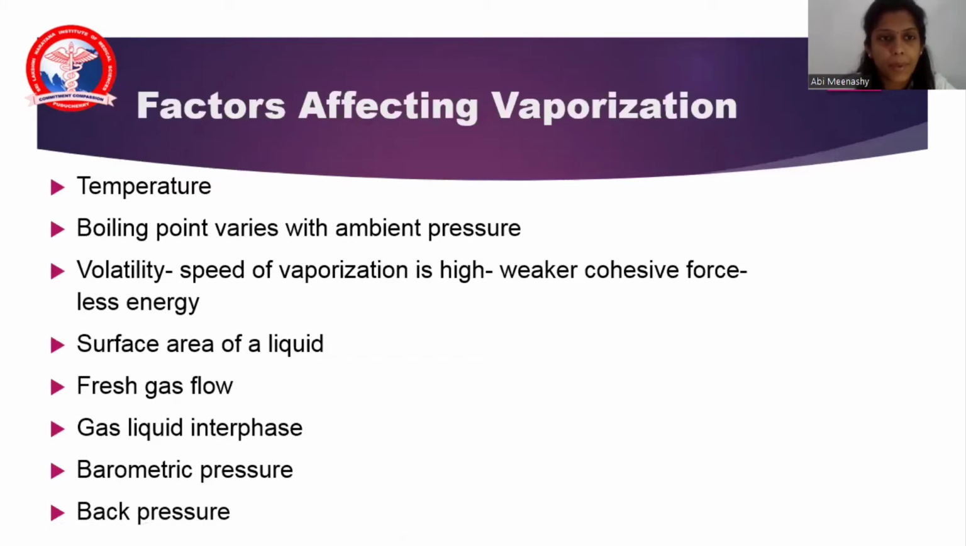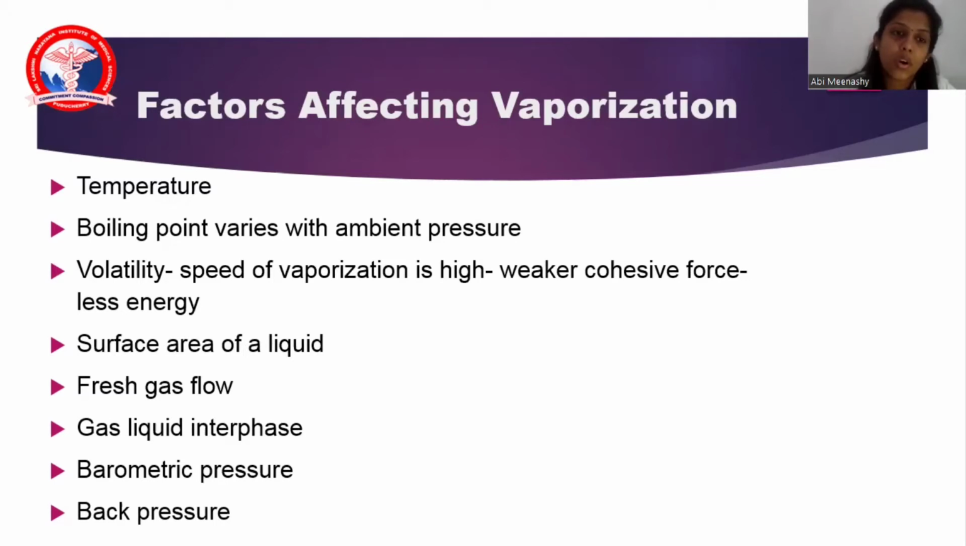Factors affecting vaporizing. First is temperature. Like I told you, increase in temperature, increase in vaporization; decrease in temperature, decrease in vaporization. Boiling point varies with ambient pressure, and ambient temperature also. Volatility, the speed of vaporization. Weaker cohesive force, less energy. It will require more vaporization.